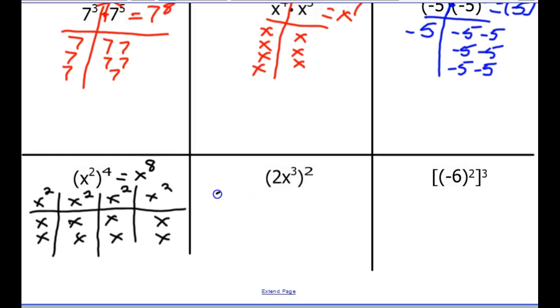Here inside of parentheses we have 2x cubed, or 2x to the 3rd. We have 2 of those, so 2x cubed again. In each of these we have 1, 2, and we have 1, 2, 3 x's.